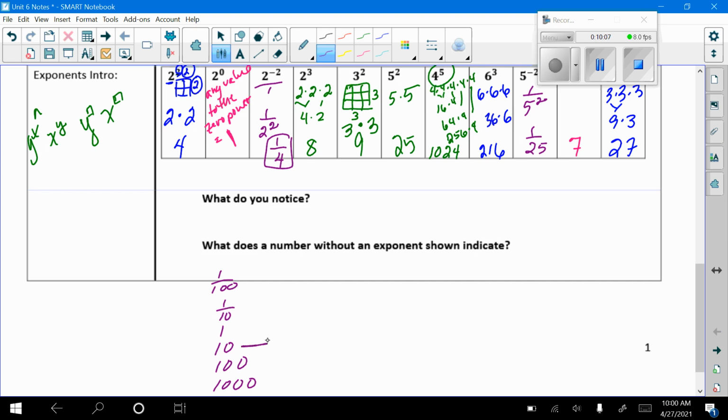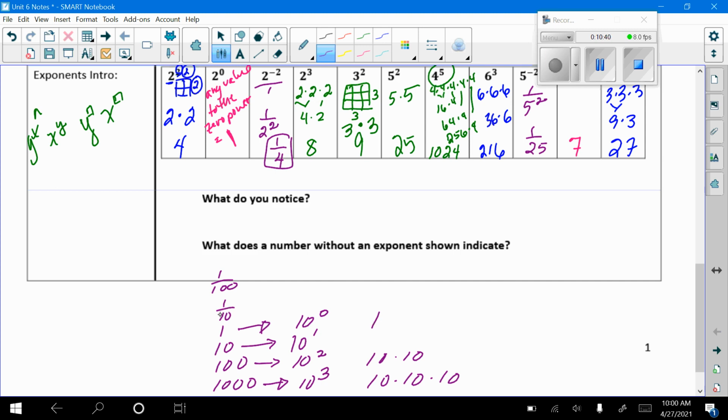Well, 10 is 10 to the first power, correct? Because it's 10 to the 1. 100 is actually 10 to the second power because it means 10 times 10. 1000 is 10 to the third power because it's 10 times 10 times 10. 1 is 10 to the 0 power because we know anything to the 0 power is 1, right? So it's just 1.